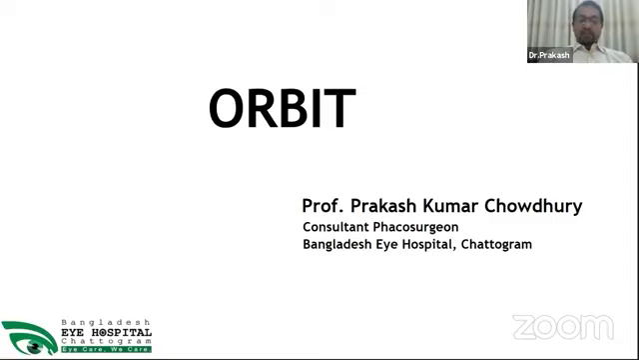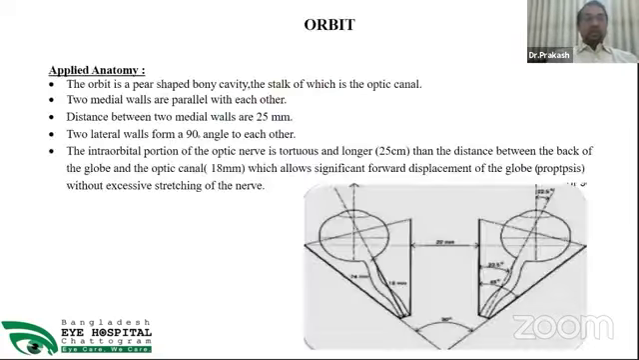And today, first I will start with the orbit, as I got some requests from my students, though it is a bit less interesting topic. So, first of all, I'll discuss some applied anatomy about the orbit.